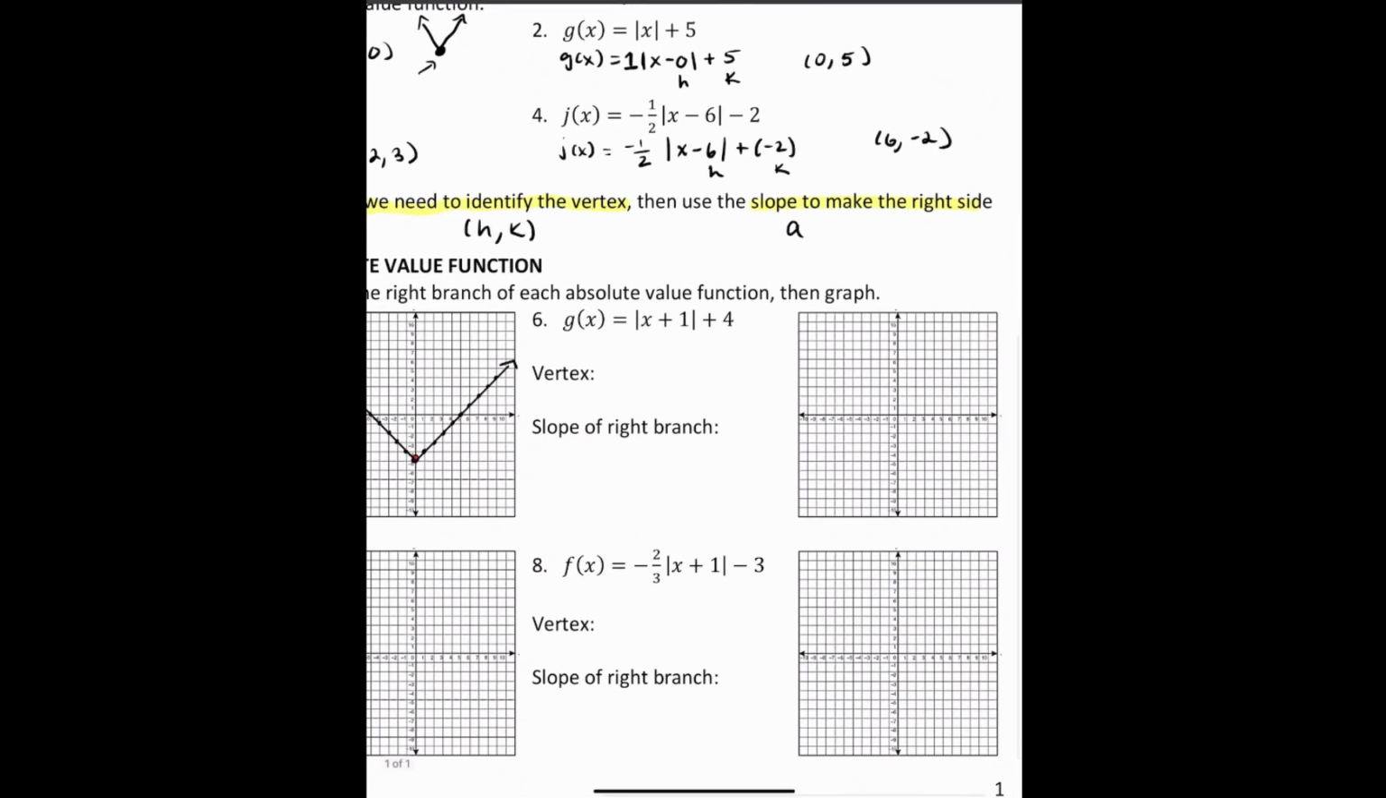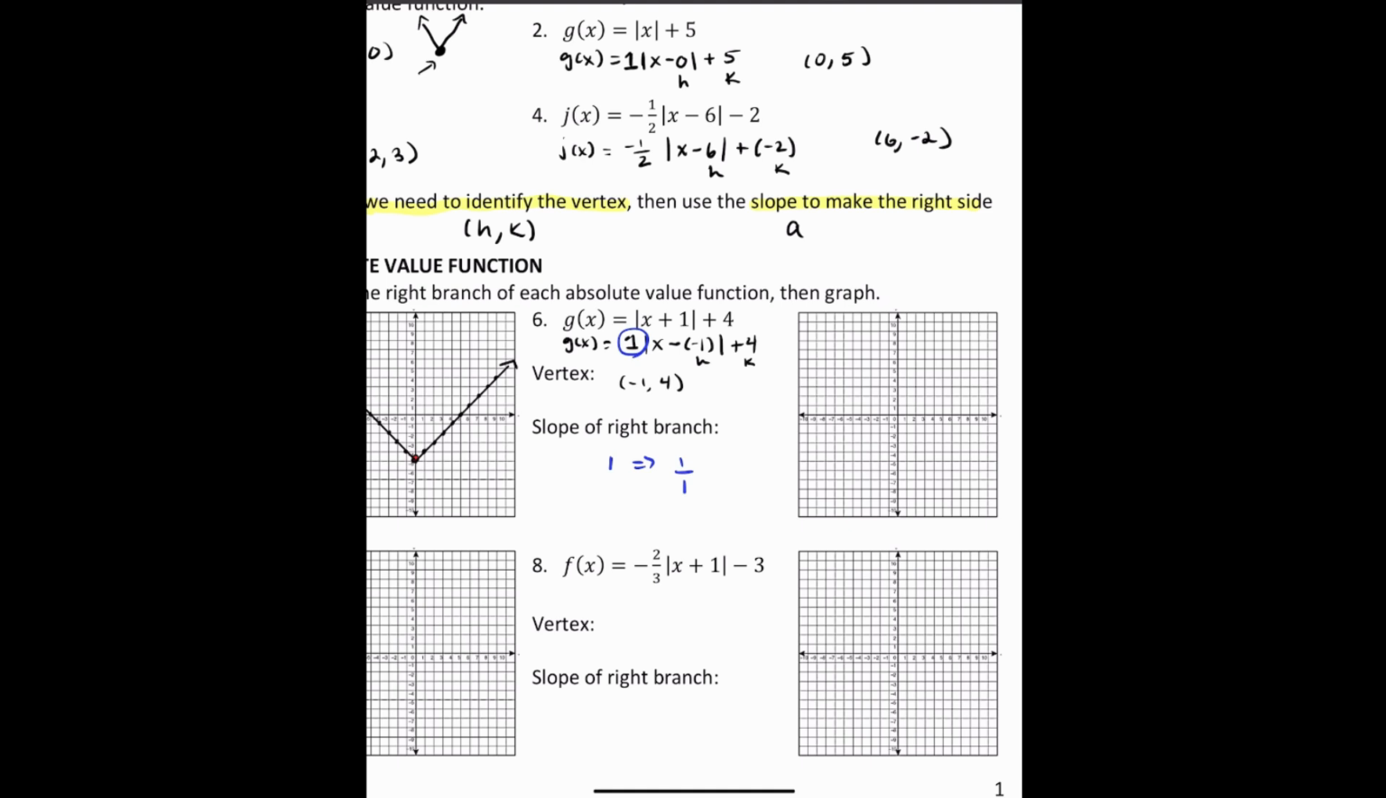Let's move on to number 6. We have g of x is equal to the absolute value of x plus 1 plus 4. I'll rewrite that as g of x equals 1 times the absolute value of x minus -1 plus 4. So the vertex is -1, comma 4. So this is h, that's k. And our slope is 1. So if I have 1, I'll rewrite that as 1 over 1, meaning that I go up 1, right 1 for the slope of the right branch of this absolute value function.